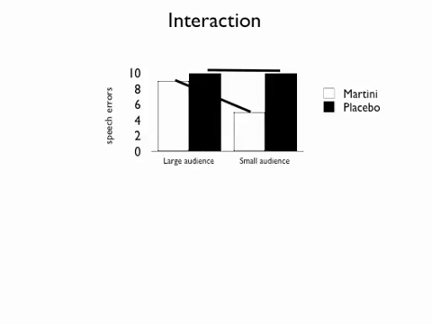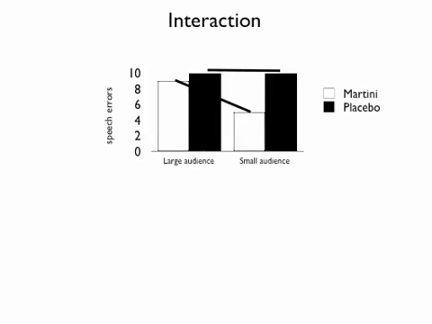Well, it works in the same direction. People drinking the martini make fewer errors on average than people drinking the placebo when they're addressing a large audience. But this effect isn't as big as it is when addressing a small audience. So here, the effect of drink type is different when addressing a small audience than when addressing a large audience.